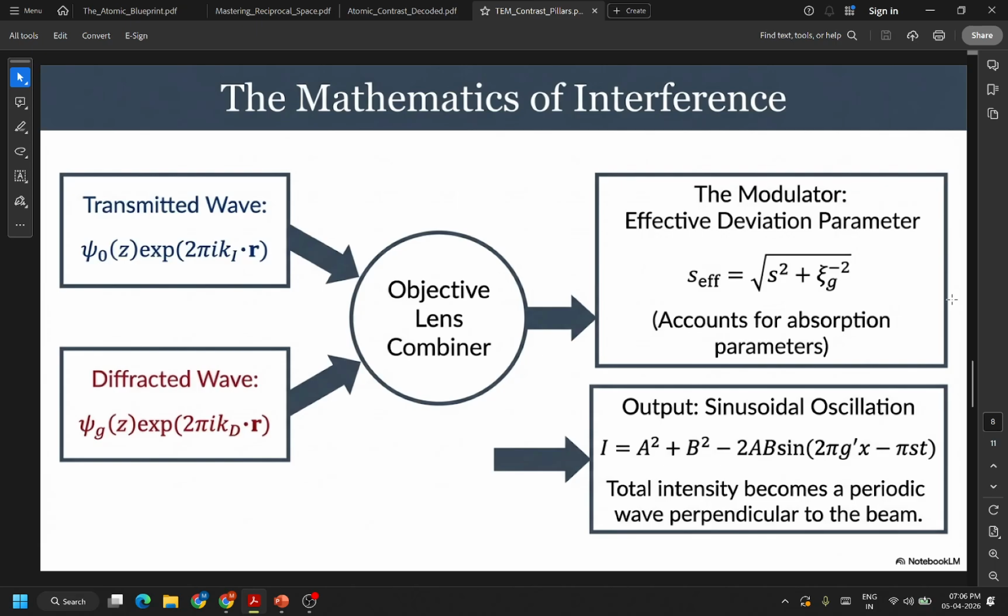It combines the transmitted wave and the diffracted wave, which results in an effective deviation parameter. S effective is the square root of S squared plus epsilon G squared, which accounts for absorption parameters. This results in a sinusoidal oscillation: I equals A squared plus B squared minus 2AB sine of 2 pi G' x minus pi S t. So the total intensity becomes a periodic wave perpendicular to the beam.